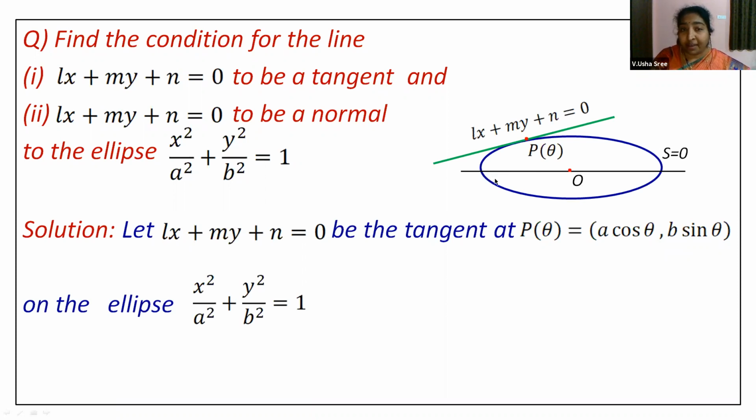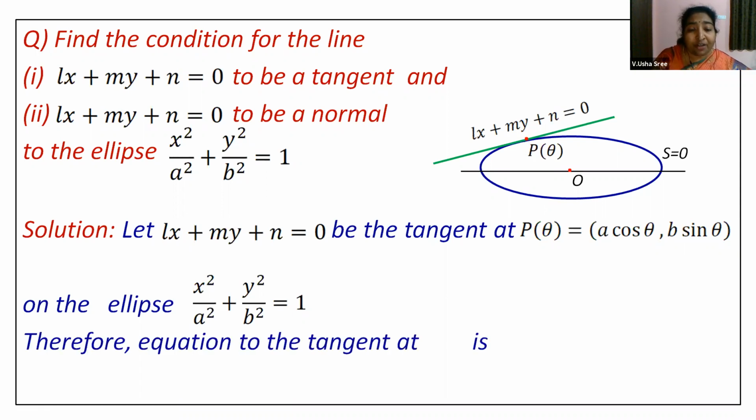Now, therefore, your diagram will be looking like this. You have an ellipse equation. It has got center as the origin. Now, this ellipse we are representing with S equal to 0. You have a line Lx plus my plus n equal to 0, which is touching this ellipse at the point P of theta. This P of theta is nothing but a cos theta, comma b sin theta.